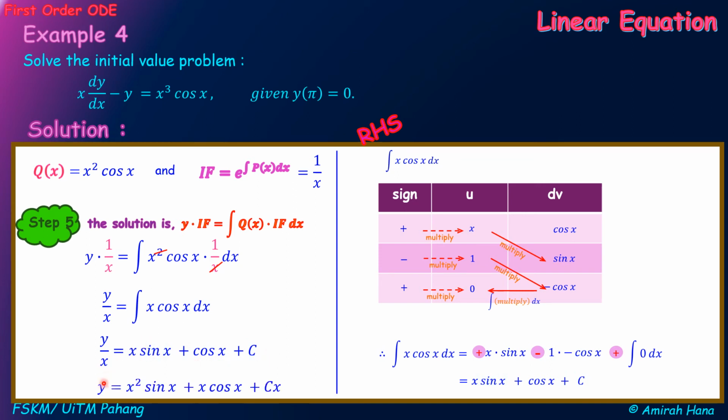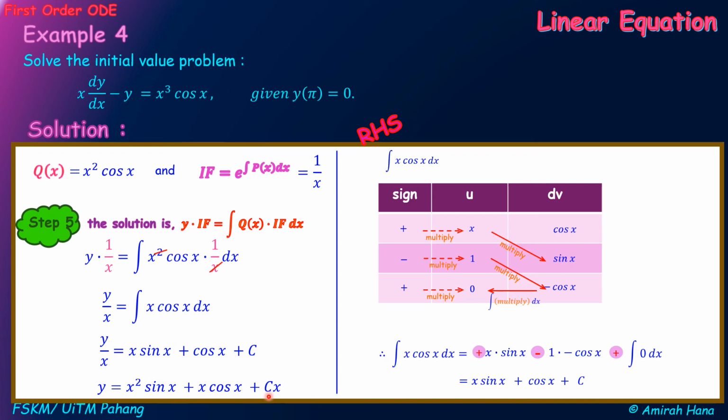Okay. So, we can write y as a subject equals, we multiply x and x sin x. So, we get x squared sin x plus x cos x, and then plus cx. Okay. Since x is a variable, we need to multiply x and the constant here. But if the denominator here is a constant, we do not need to multiply by constant c here, because constant times constant still equals constant. But in this case, we need to multiply c and x because x is a variable.